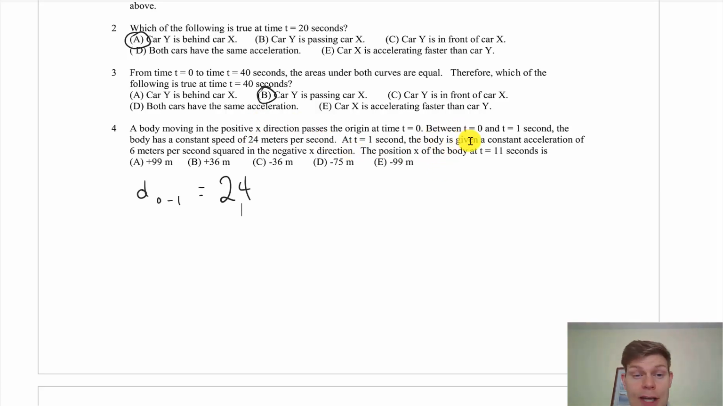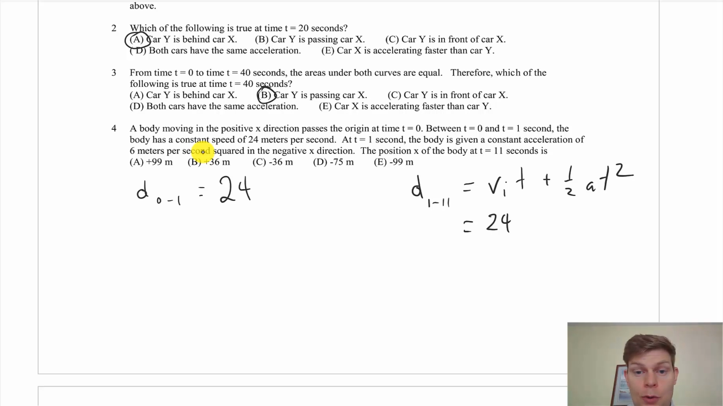And then for the next bit, it's already going 24 meters per second, but now it's slowing down, or it's accelerating backwards in the negative direction at 6 meters per second squared. So your next 10 seconds from 1 to 11, we're just going to use v_i t plus 1/2 a t squared. v_i is 24. It started off going 24 meters per second forward. Our time is 10 seconds from 1 to 11. 1/2 times -6. Don't forget that negative, because this is opposite that direction. These need to have opposite signs.